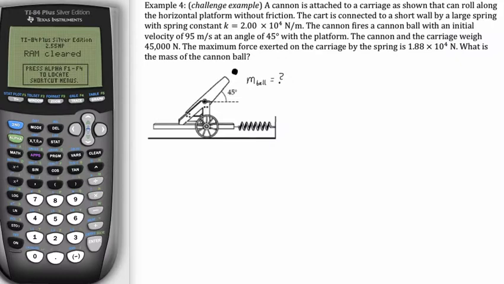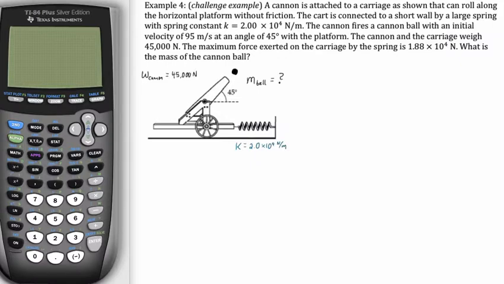We are told the spring constant of the spring. We're told that it is a value of 2 times 10 to the 4, or 20,000 newtons per meter. So K is 2 times 10 to the 4 newtons per meter. All right. We are given the recoil velocity of the carriage, which is 95 meters per second. Let me correct that. We're actually not. We are given the launch velocity of the ball, which is 95 meters per second. And we're given the angle of that launch. And we're given the weight of the carriage, so we'll go ahead and write that down as well. So the weight of, and I'll just call this the cannon, because it's the cannon plus carriage, is 45,000 newtons.